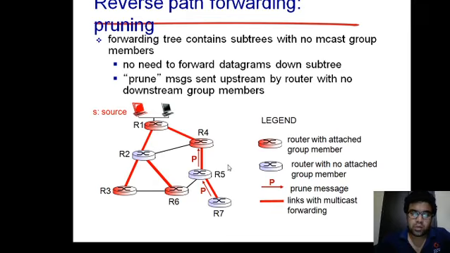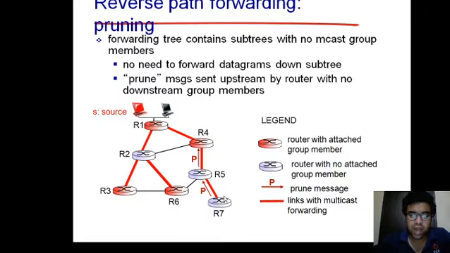And pruning is there. Pruning is nothing but when you tell your upper router that I do not have any group member, so do not transfer the multicast messages to me. It simply says that in reverse path forwarding, the forwarding tree contains subtrees with no multicast group members. So there is no need to forward datagrams downstream. Prune messages are sent upstream by the router with no downstream group members.